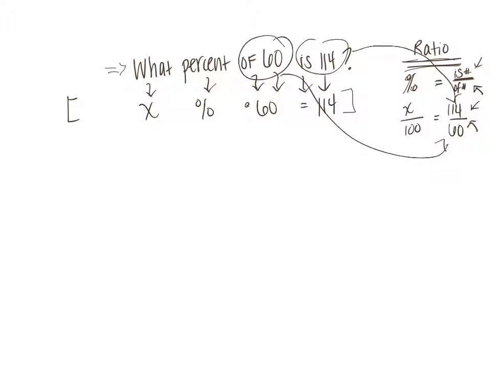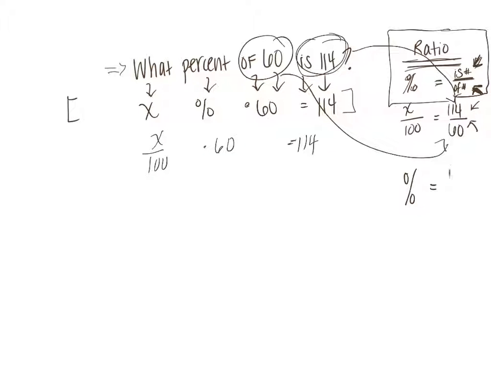All right, hopefully you set this up as x over 100 times 60 equals 114. And you recognize that your is number goes up here at the top. Is 114 is going to be your top number. And your of number is going to go down here on the bottom of your ratio. You might want to write this down, guys, that when you're setting these up as ratios, it's percent equal to my is number over my of number. So my is number is 114, and my of number is 60.